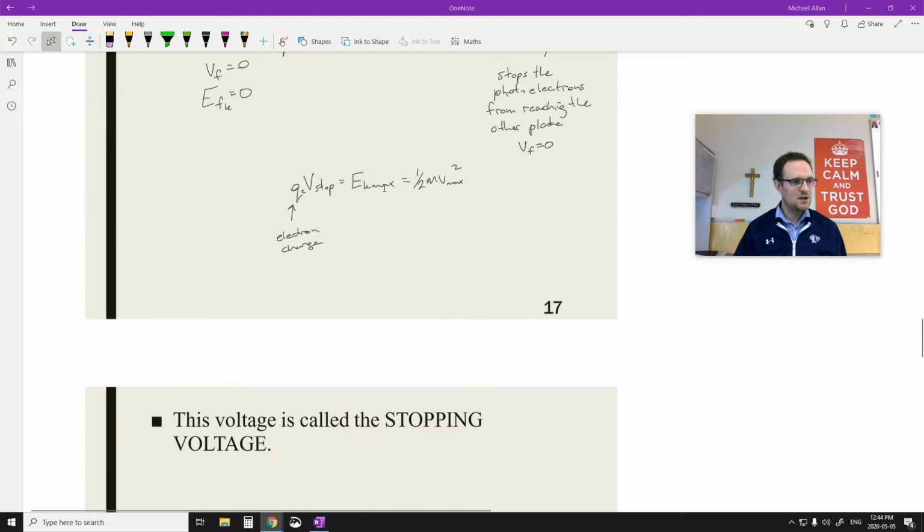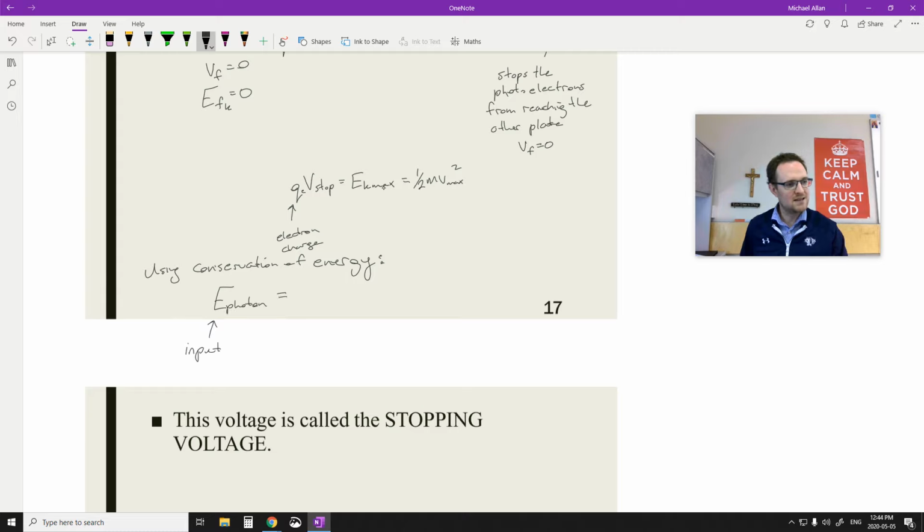So we can use a conservation of energy. So I'm going to write that down here. Using conservation of energy, I can say that the energy in, this is my input energy, so this is the photon that comes in. So the energy of the photon has to be equal to the output. And the output here is the kinetic energy of the electron plus how much energy it used to get out. So those two things add together is my output.